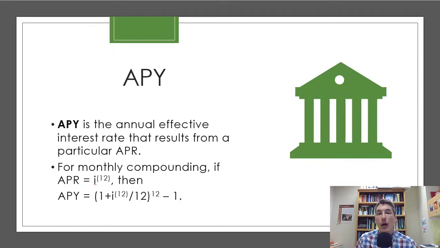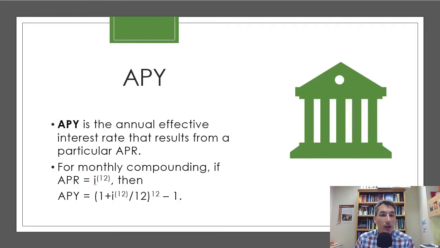And then APY, finally, is the annual effective interest rate that would result from a particular APR. Let's say you had an APR of 0.12. Then you would have monthly interest of 0.01, but you would compound that interest 12 times. So the annual effective rate would be more than 0.12, it turns out. You can do the math on it. If I super 12 is the APR, you divide that by 12 to get the monthly interest, add 1 and raise it to the 12th power. That tells you how much you would get from compounding. And then, of course, by subtracting 1, you get the interest rate back.